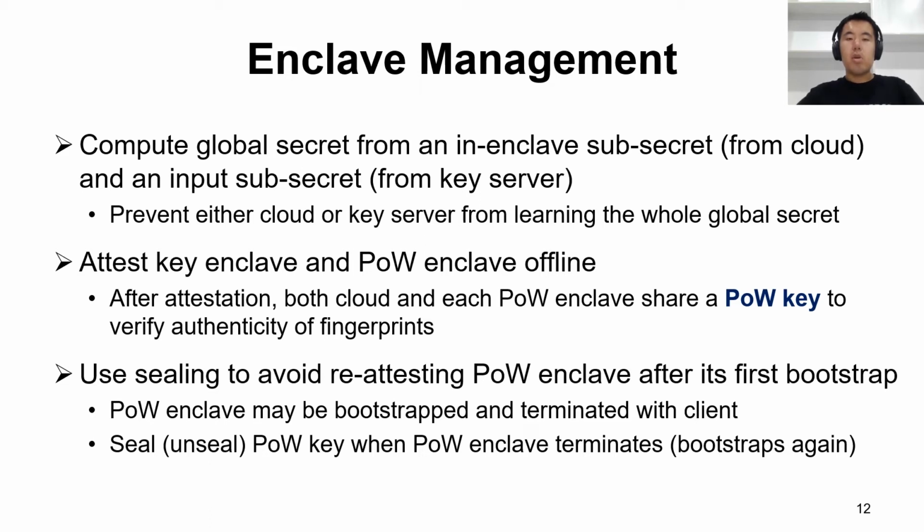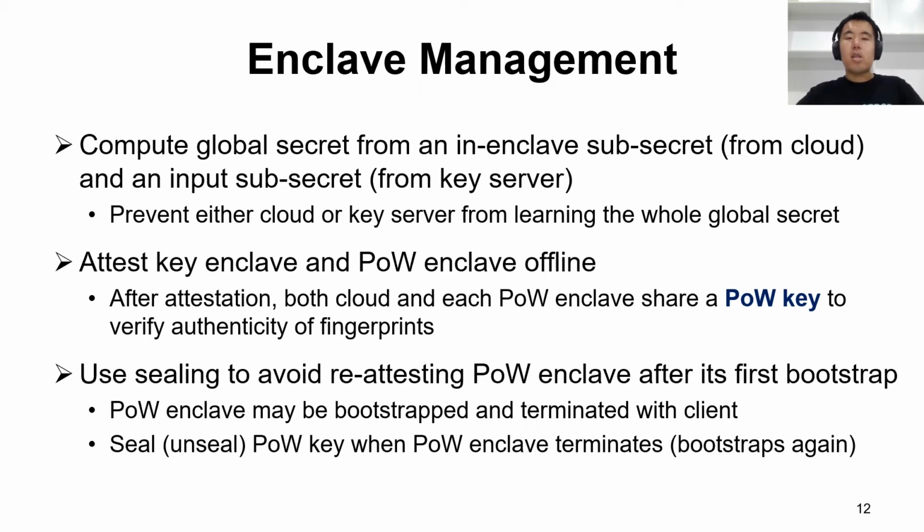It computes the global secret from an in-enclave subsecret from the cloud and an input subsecret from the key server, so as to prevent either of them from learning the whole secret. For first bootstrap, it performs remote attestation offline. After attestation, both cloud and each POW enclave share a POW key to verify the authenticity of fingerprints.